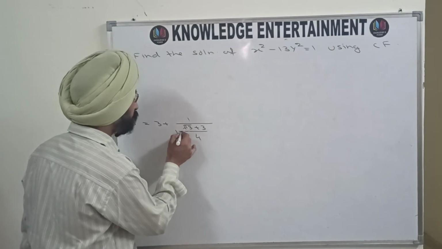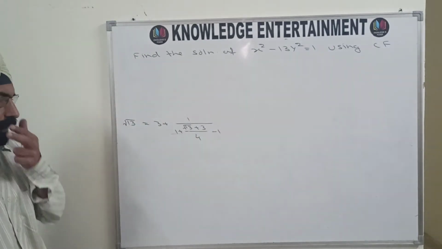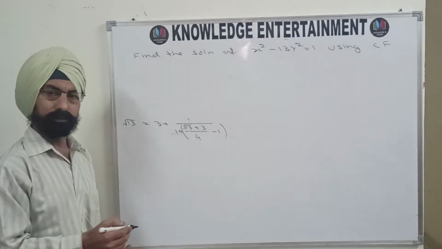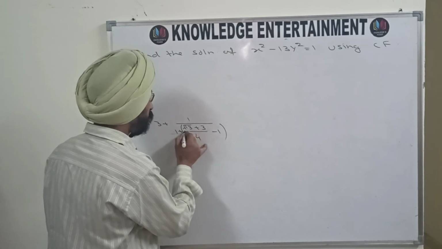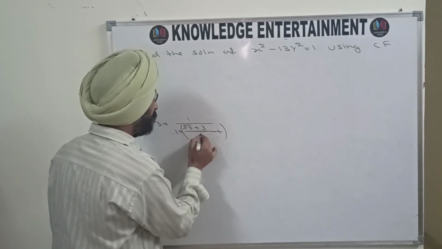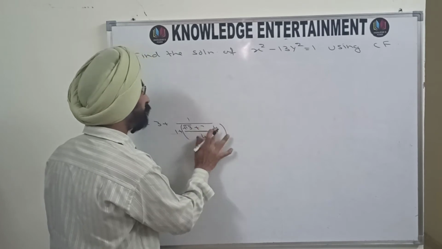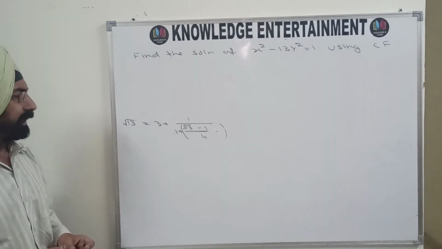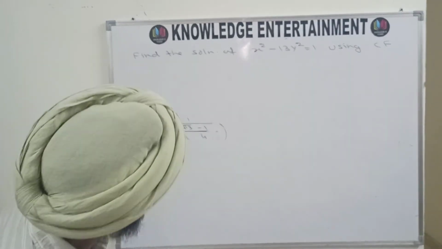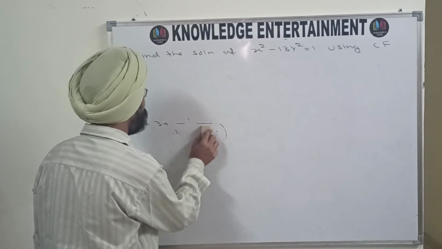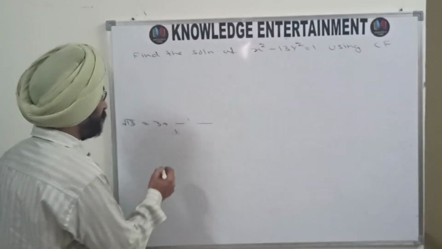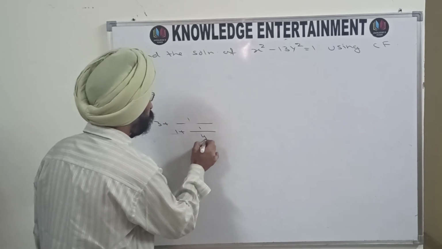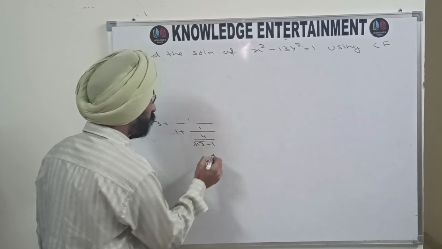So I am writing 1 plus, and minus 1. When I am writing minus 1, I have to solve this portion by taking LCM. Taking LCM 4, you will get minus 4 here, and 3 minus 4 will become minus 1. And once again, take this under root 13 minus 1 upon 4 into the denominator. This is 4 upon under root 13 minus 1.